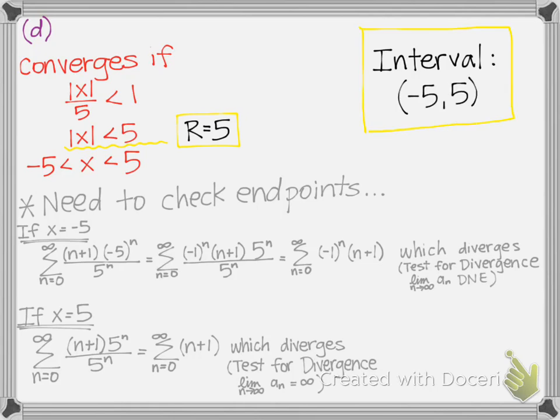So my final answer is that the radius of convergence is 5, and the interval is negative 5 to 5, not including either one.